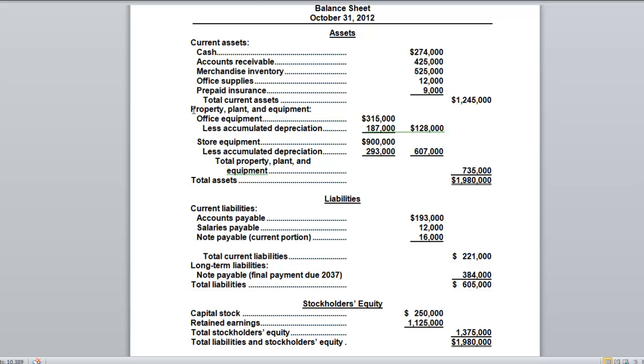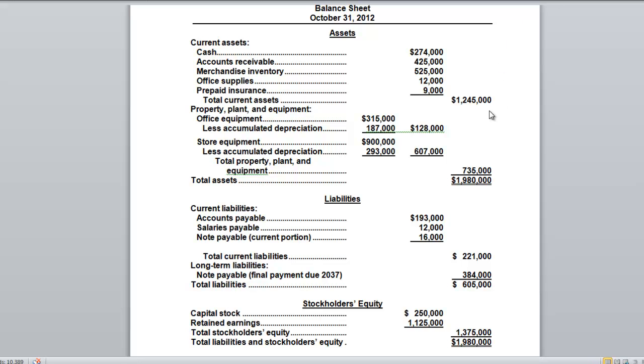Next, we have our property, plant, and equipment. We have our accumulated depreciation related to the equipment, and the accumulated depreciation also related to the store equipment. Sorry, this is office equipment and this is store equipment. Remember, this number here is our book value for these assets. The historic cost was $315,000. The total accumulated depreciation was $187,000. The $315,000 reduced by the $187,000 gives us our book value of $128,000.